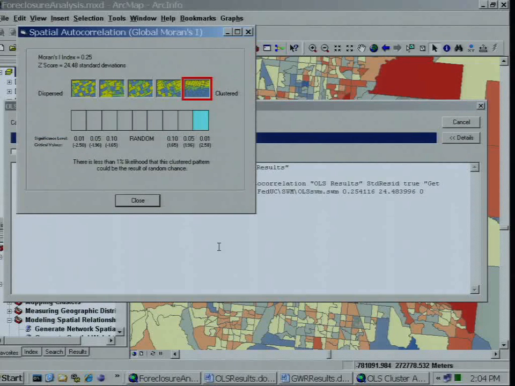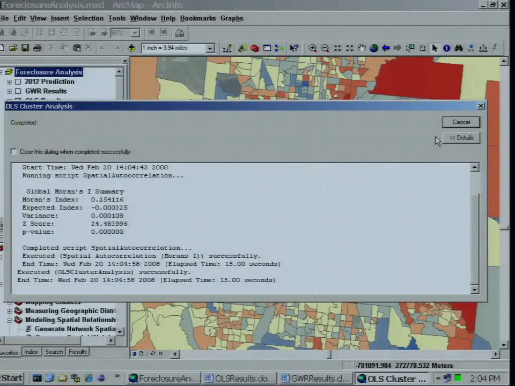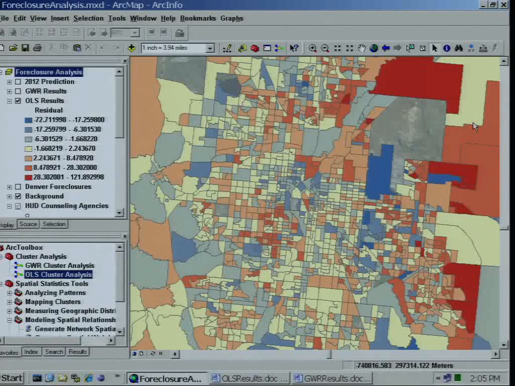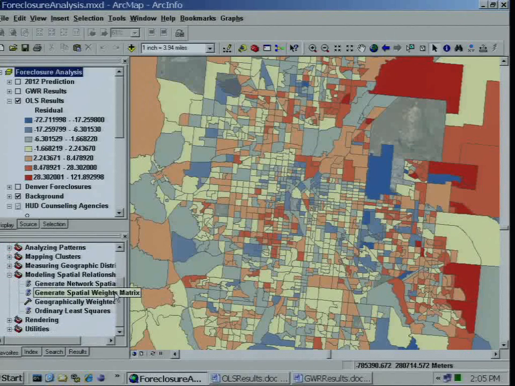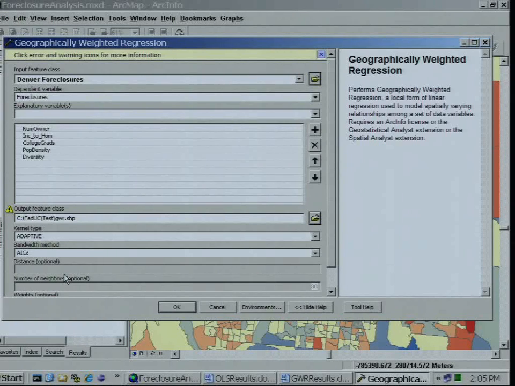The results of that analysis have told me that the over and under predictions using my OLS tool are clustered, and therefore I know I cannot trust my model using OLS. In order to take into account the spatial variation in my data, I'm going to use a local regression tool, which is another one of the new regression tools being introduced in ArcGIS 9.3. It's called Geographically Weighted Regression, or GWR. GWR, in my opinion, is one of the most exciting and definitely one of the most powerful tools being introduced in ArcGIS 9.3.